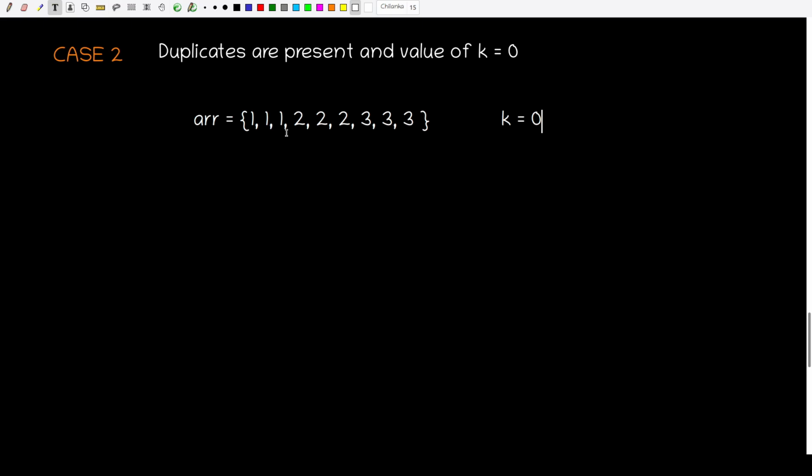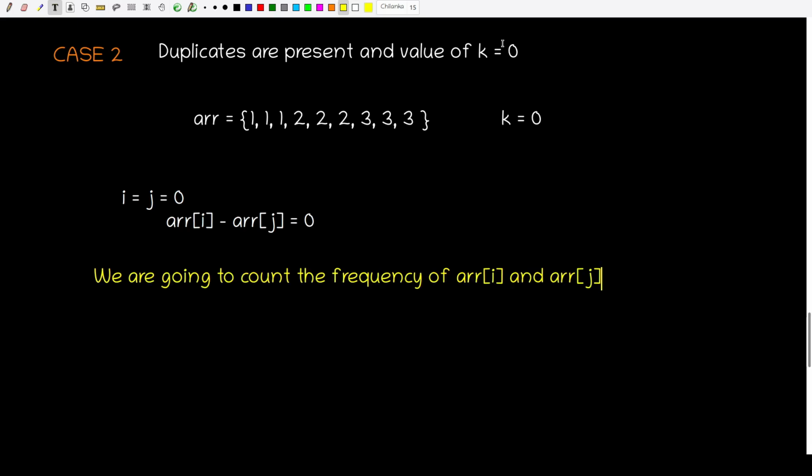Then using the logic which we have discussed, first we want to find the values of i and j where the difference between the ith and jth elements is equal to k. In this case, the values of i and j will both be equal to 0, and as we can see, the difference between the ith and jth elements, arr[i] minus arr[j], is equal to 0. Once we have found our ith and jth elements, then as we discussed in case 1, we are going to count the frequency of the ith and jth elements. In this case, the frequency of the ith and jth element is equal, which is 3. Now we need to count the number of pairs over here.